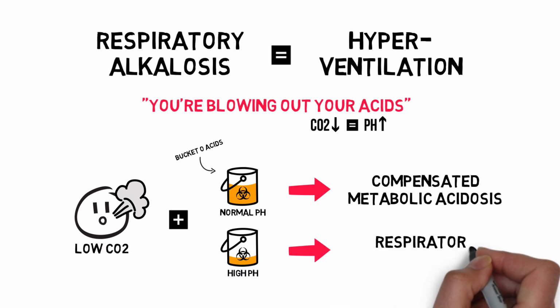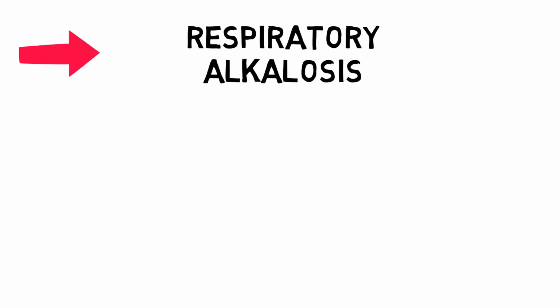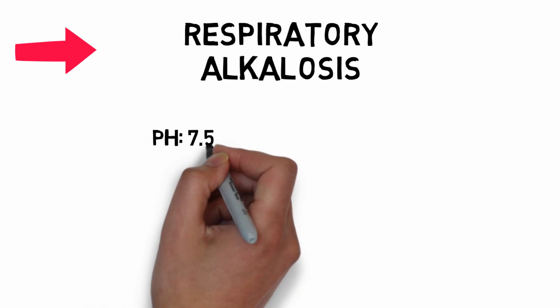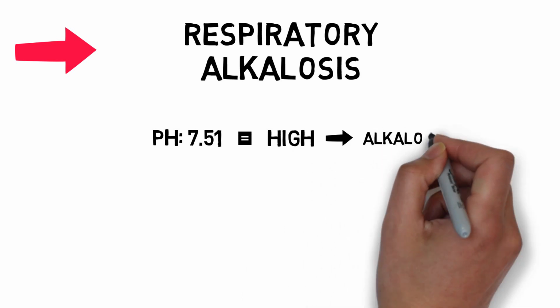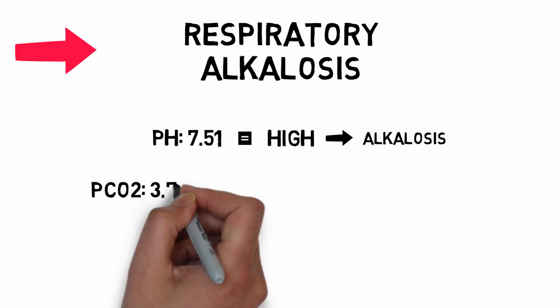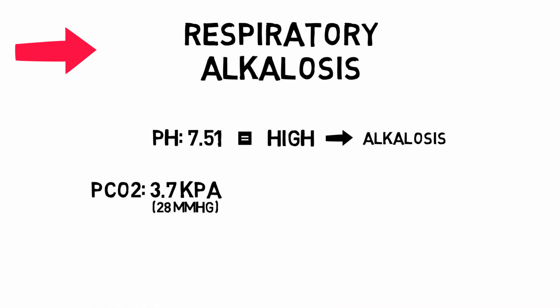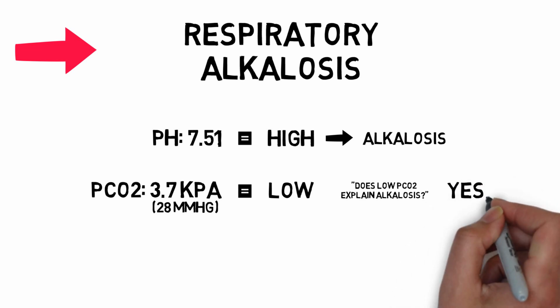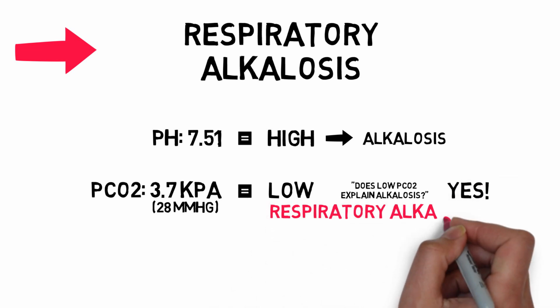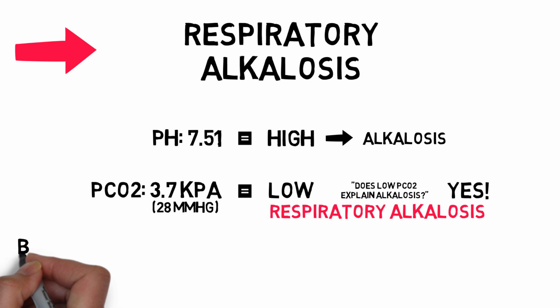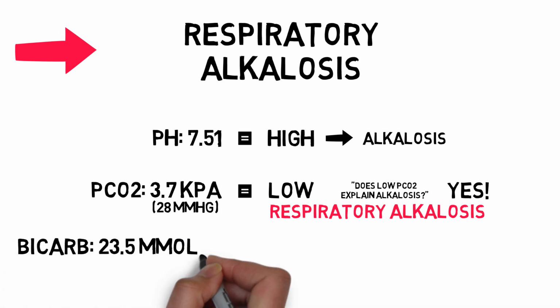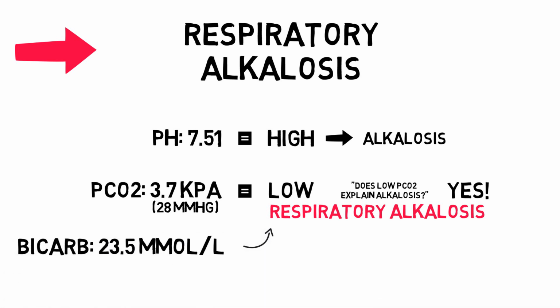This is respiratory alkalosis. An example. pH is 7.51. This is an alkalosis. pCO2 is 3.7 kilopascal, or 28 millimeters of mercury. pCO2 is low, so this explains my alkalosis. It's therefore a respiratory alkalosis. Bicarb is 23.5, which does not explain pH, so we were correct.